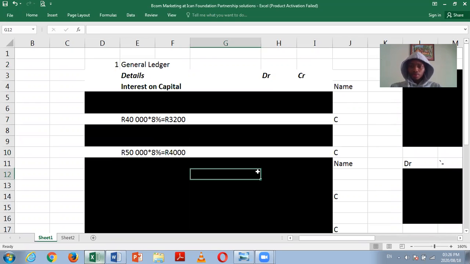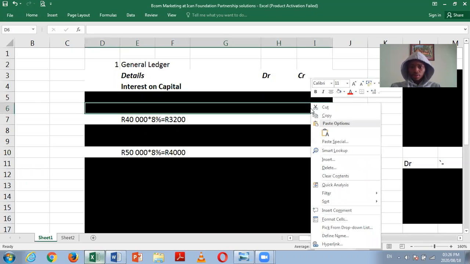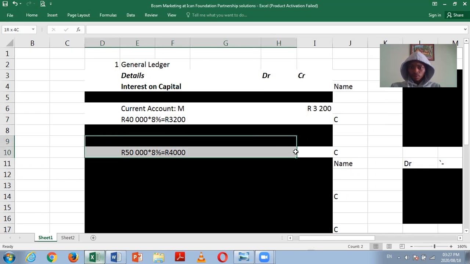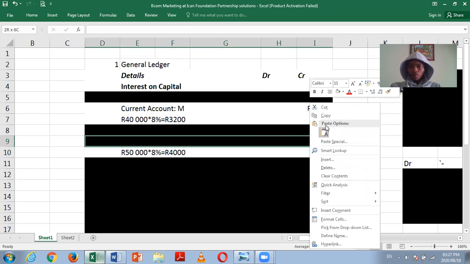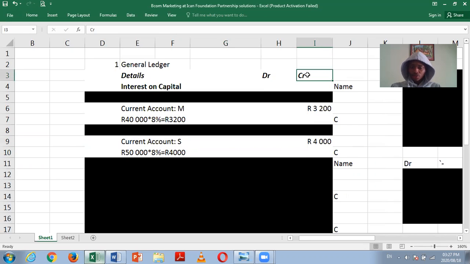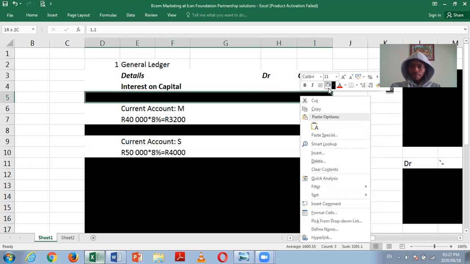So, okay, now the journal. What are we debiting? What are we crediting? So remember the fact that the partners are earning that interest on capital. So it means their current account will increase on which side? On the credit side. So it means the current account will be credited. I hope so far so good, right? Now the partnership has to pay the partners that interest on capital. So it means on the side of the partnership, we're going to debit what? An expense which is interest on capital.